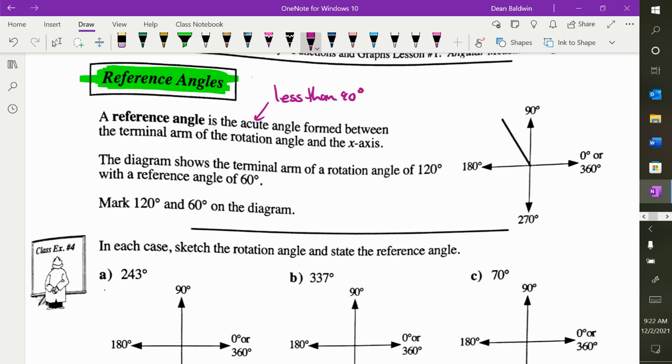All that means is if I rotate 120 degrees to here, this is my reference angle. And I will abbreviate it REF angle. That is my reference angle because it's from the terminal arm to the x-axis. They are always positive.